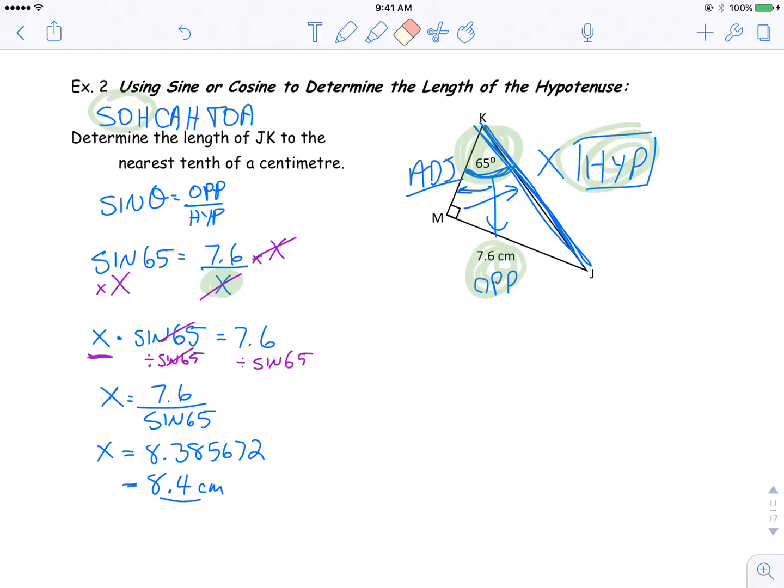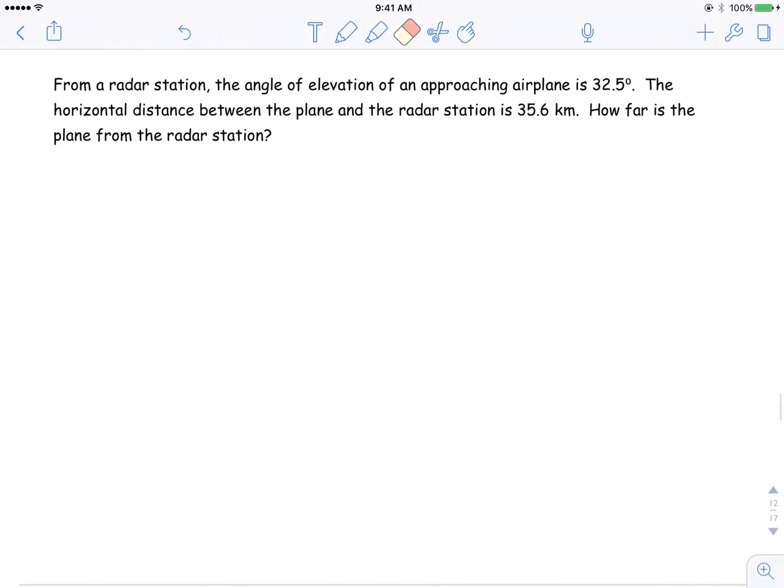There's example 2. And then example 3 is no different, except for the fact they make it a little bit more complicated by, hey, let's put this in a word problem. So your first step, draw a triangle, put your labels in, what it looks like, and then go from there. And I'll be right back with example 3.